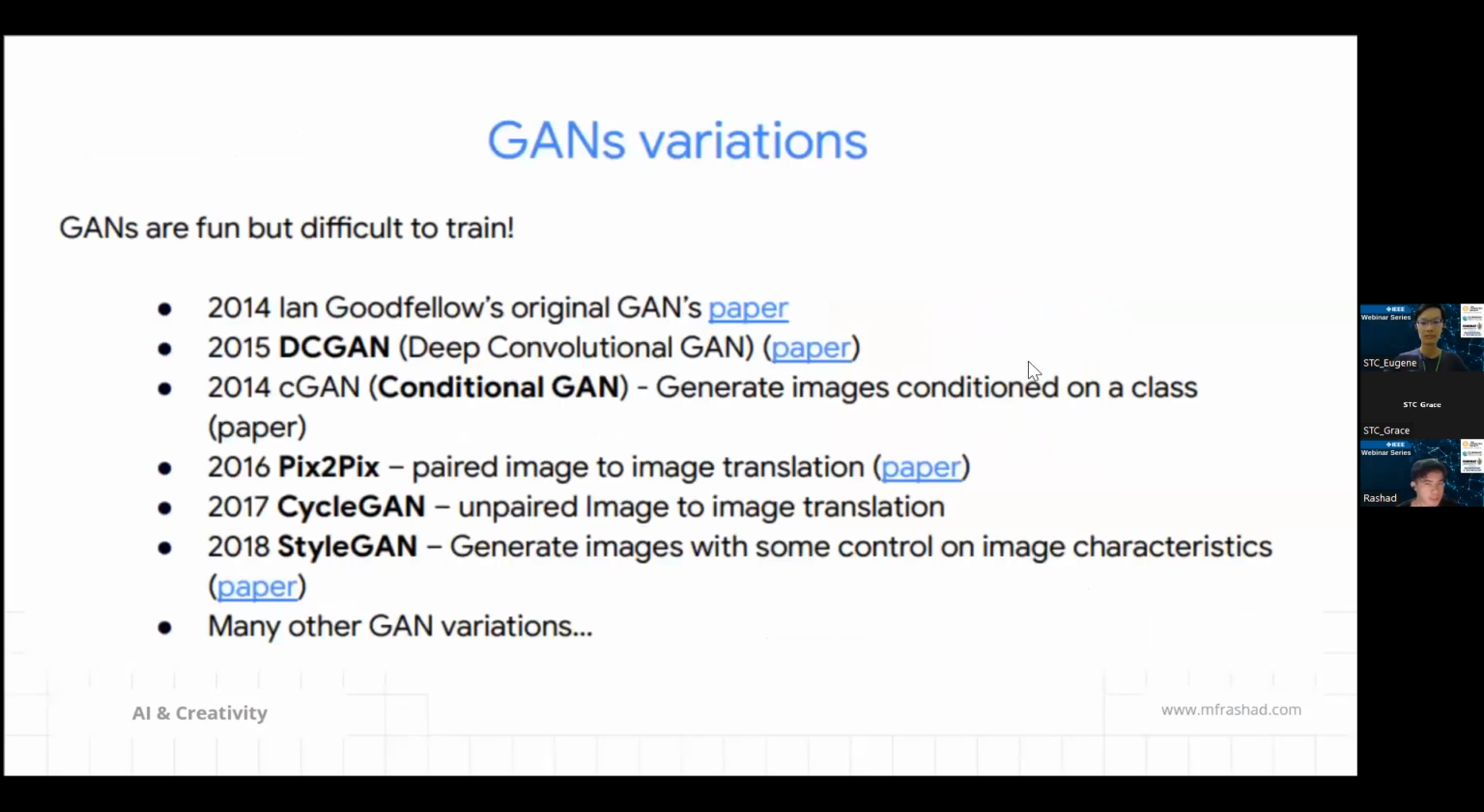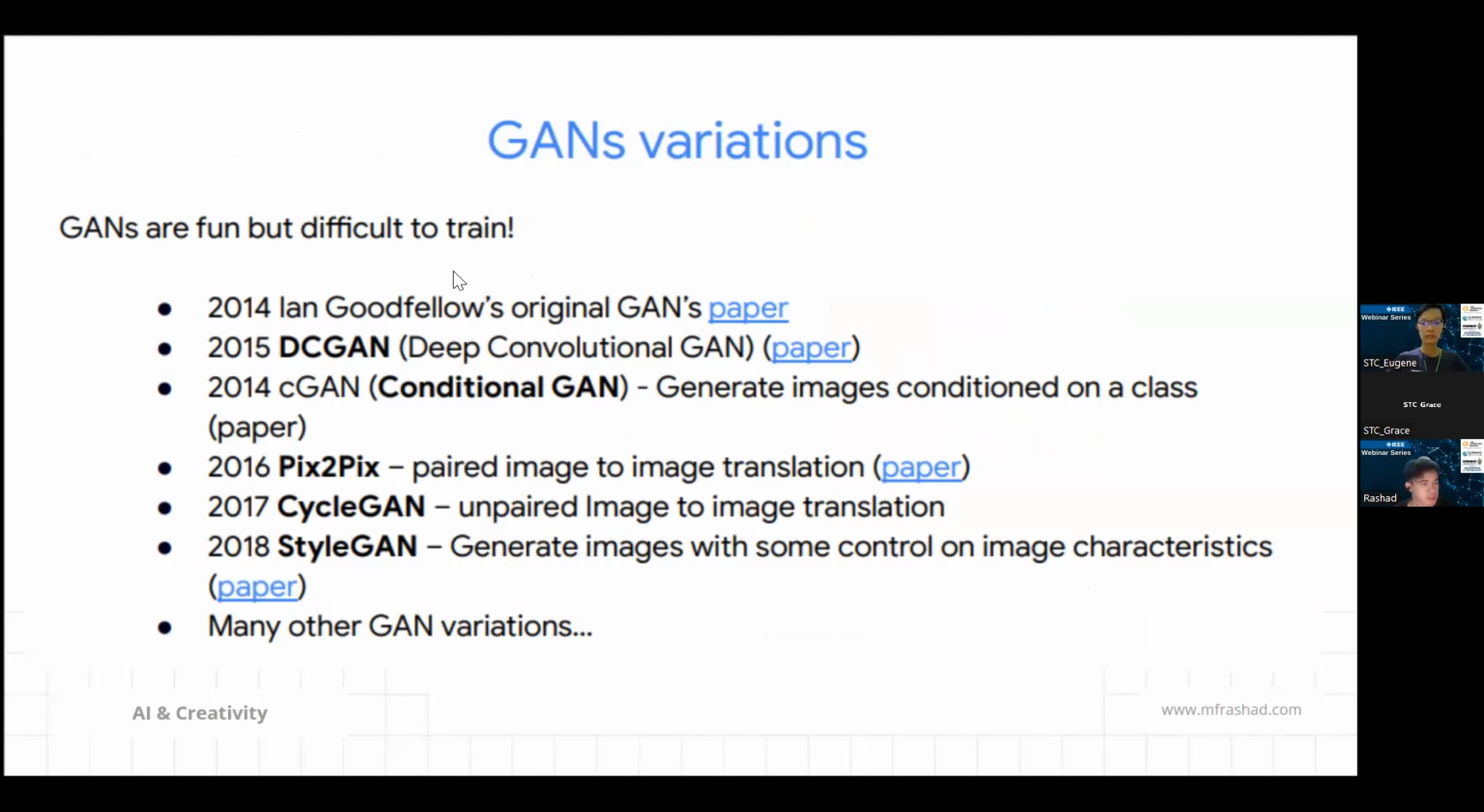And these are some of the important papers on GAN. I think GAN was released in 2014, and there was DCGAN. And then there's conditional GAN, where you can give a class as the input and then it will generate that particular class. And then in 2016 you have pix2pix, which is basically for image-to-image translation.